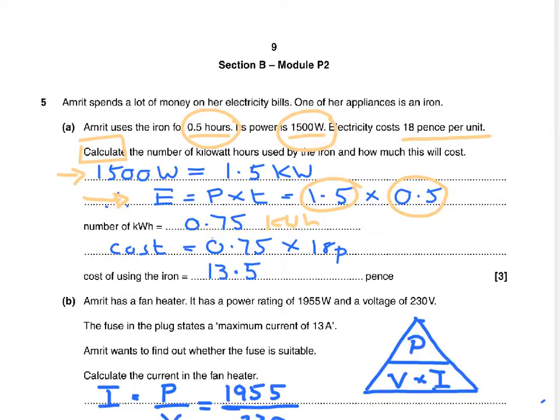Then it's a simple matter of working out the cost. So every kilowatt hour costs 18p, so it's 0.75 times 18, which gives me a whopping cost of 13.5 pence. And so what we've probably got here is 2 marks for that calculation and 1 mark for that calculation. If you had used the 1500 watts as your power, you probably would have got the 1 mark for the first part of the calculation.